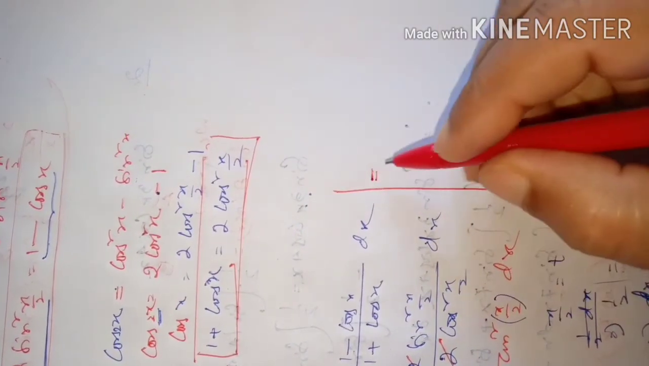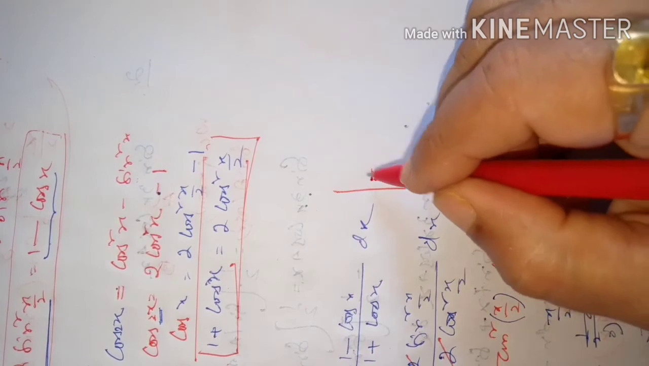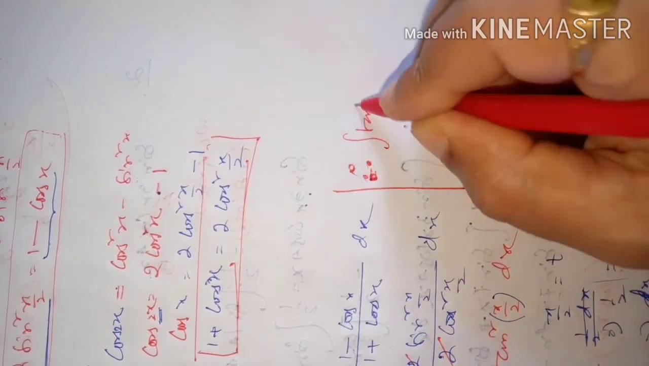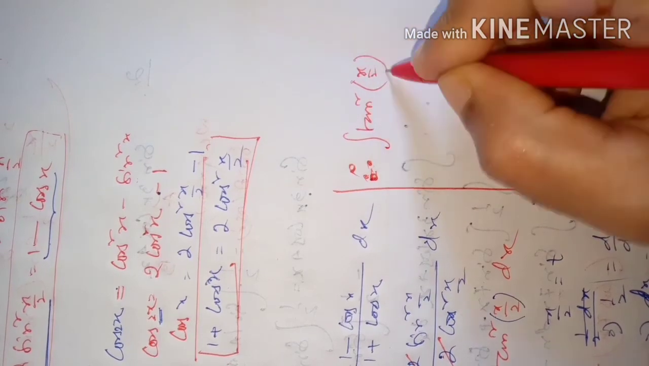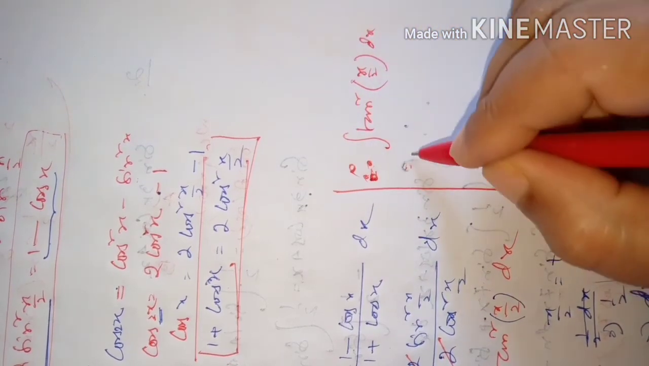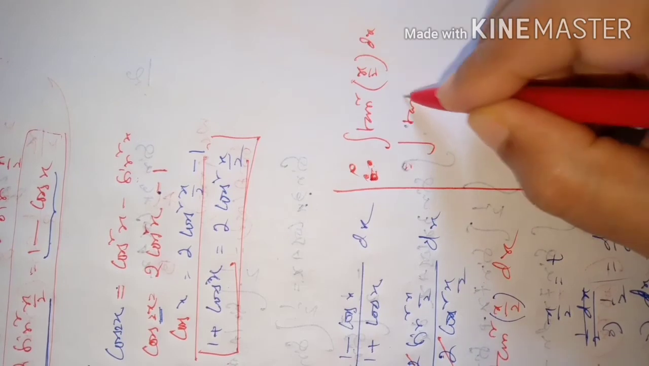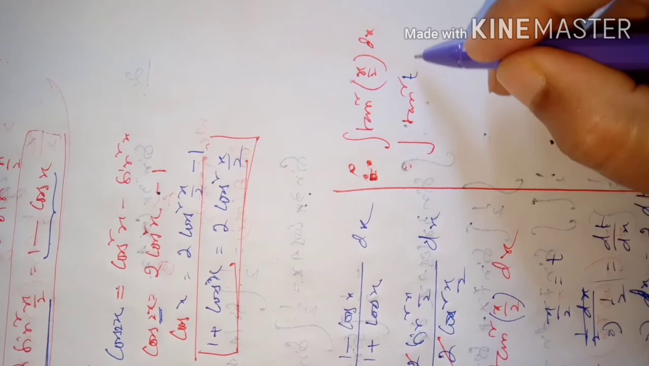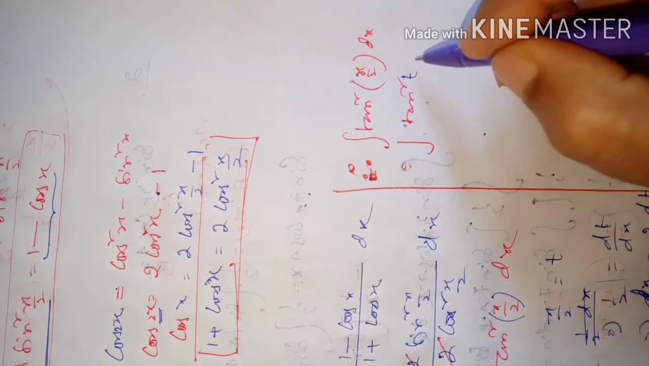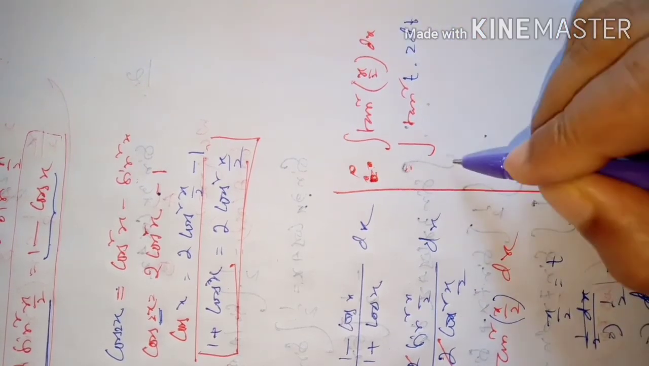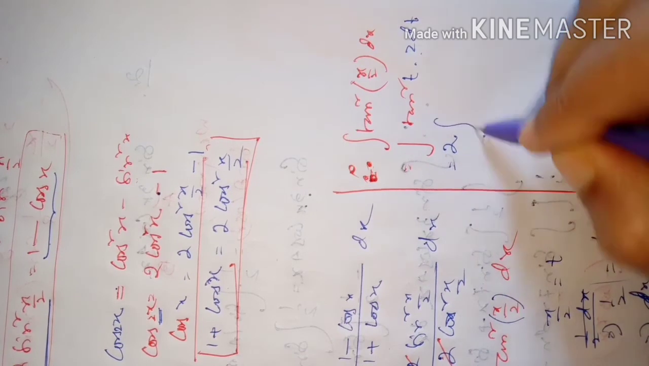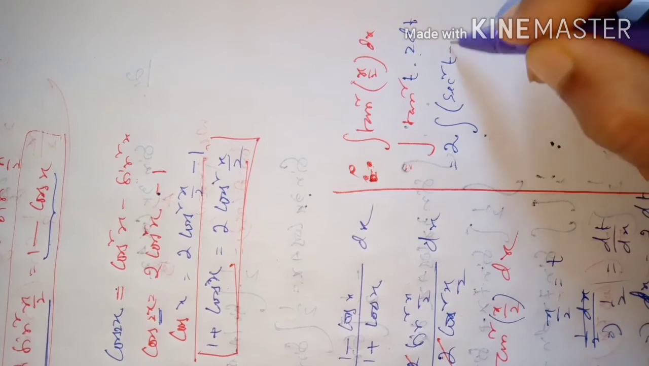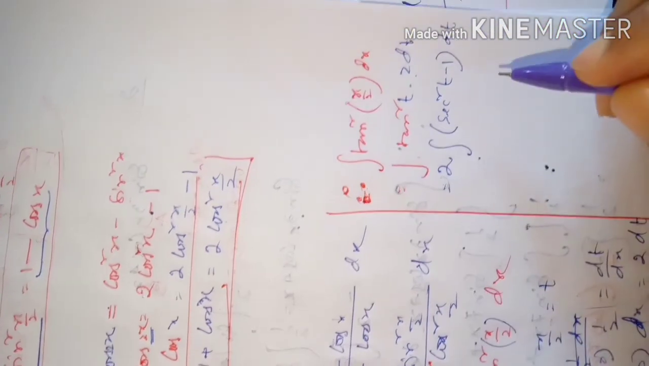So the original problem, integration of tan square x by 2 dx, can now be written as integration of tan square t into twice dt. So 2 will be here. Integration of tan square t can be written as sec square t minus 1 into dt.